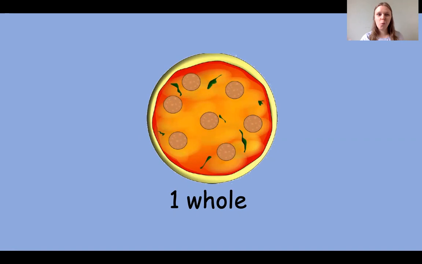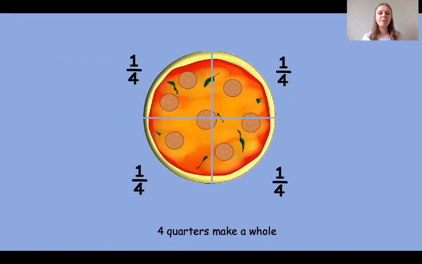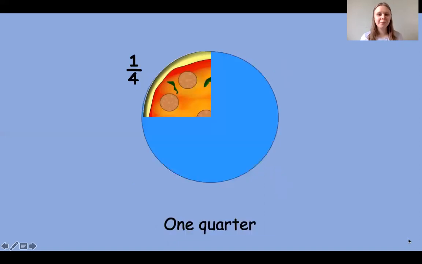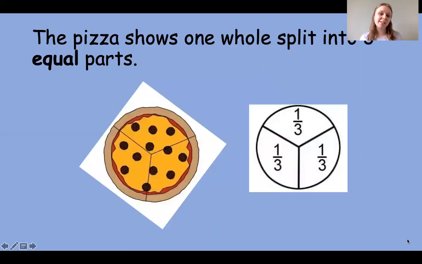So we have one whole, two halves make a whole, so half and a half. We have 4 quarters here, so 1 quarter, 2 quarters, 3 quarters, and 4 quarters. What do you see? 1 quarter, 2 quarters, 3 quarters.